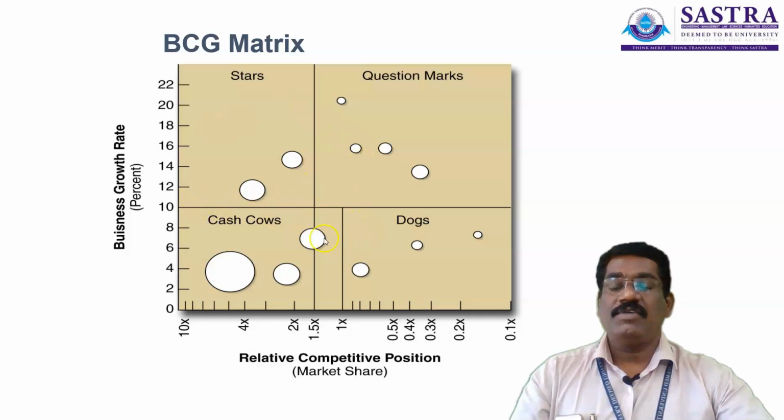And moving further, when you look at the star, it is always a superstar. So basically here, when you compare the market share, it is considered to be high. Market share is also considered to be high. And when you compare the growth rate, it also seems to be high. So that's a good condition for any strategic business unit.